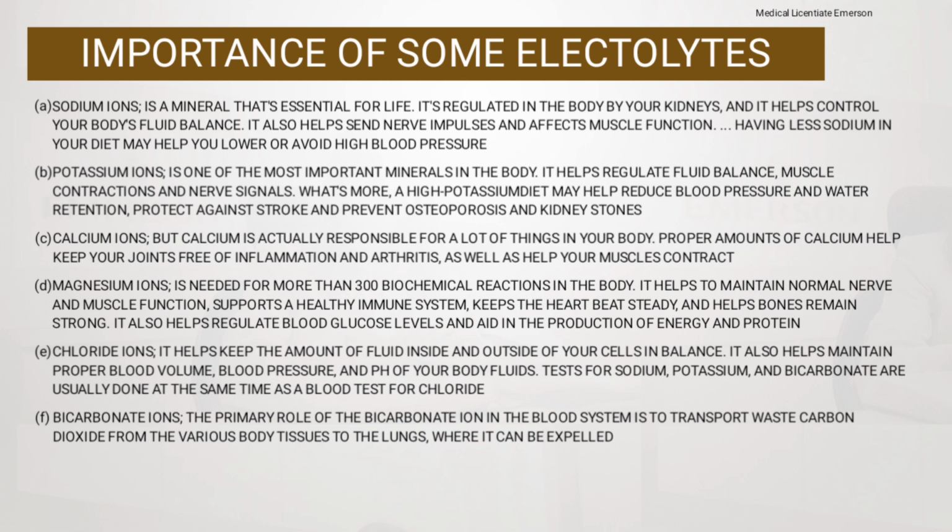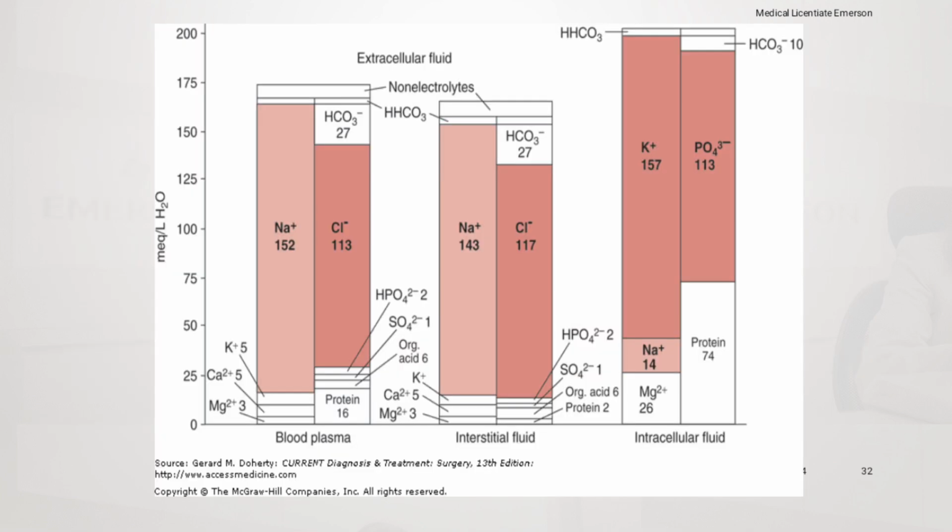Then for bicarbonate ions, the primary role for bicarbonate ion in the blood system is to transport waste carbon dioxide from the various body tissues to the lungs, where it can be expelled. Okay, so these are the non-electrolytes and electrolytes components of blood plasma, interstitial fluid, and extracellular fluid. You can pause and even go through.